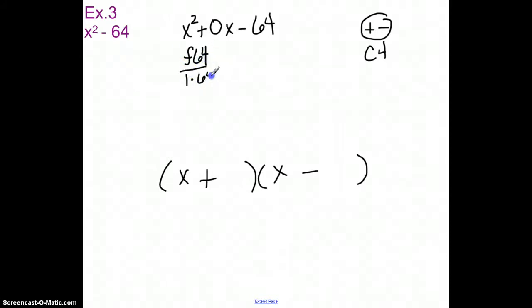So 1 and 64, 2 and 32, 3 doesn't go into it, 4 goes into it 16 times, 5 doesn't, 6 doesn't, 7 doesn't, but 8 does. Now remember, on this kind of a problem, we didn't add our difference part in there. Let's do that real quick. This one not only is a case 4, but it has to be a difference of 0 in the middle.